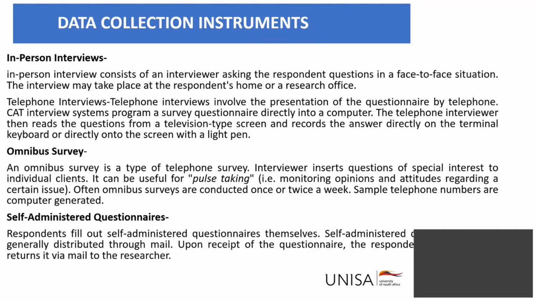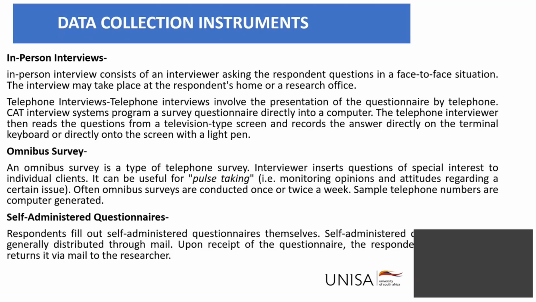It can be done. Omnibus survey is another data collection instrument that you can use. It is a type of telephone survey. Here, you as an interviewer put in questions of special interest to individual clients. It is useful for pulse taking, when you want to know who you are going to vote for, if the votes were to be declared today or tomorrow. So here you monitor opinions and attitudes regarding a certain issue. It can be any issue, it doesn't matter what it is. It is often conducted once or twice a week, and the sample telephone numbers are computer generated. So UNISA looks at a sample, and they phone some few people, just to determine what the opinions and attitudes are, just to take some pulse. As they say, it's pulse taking.